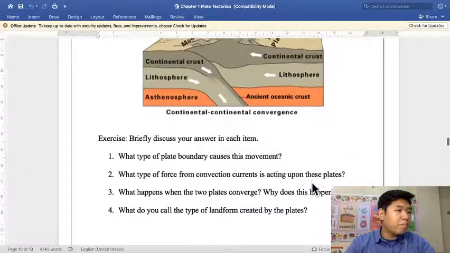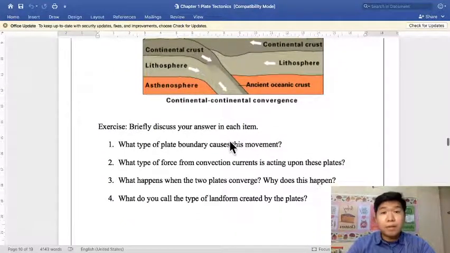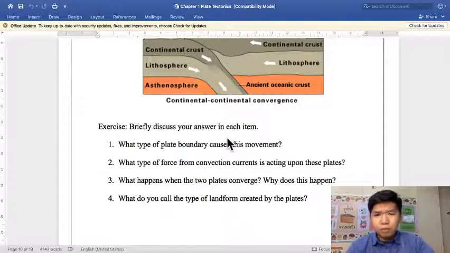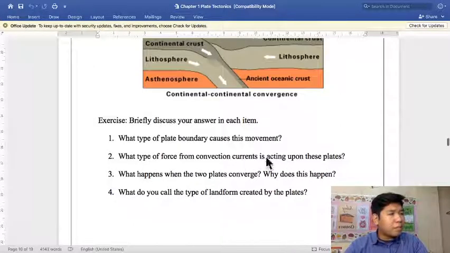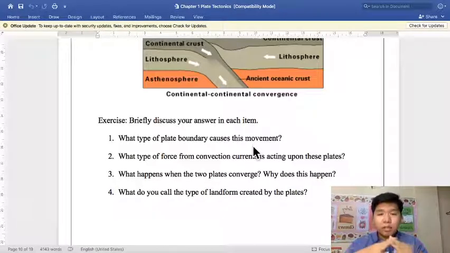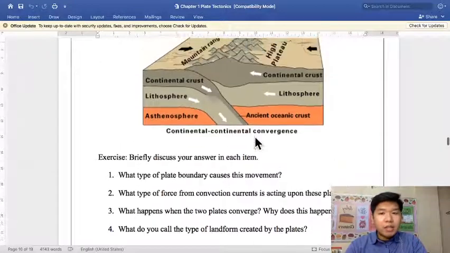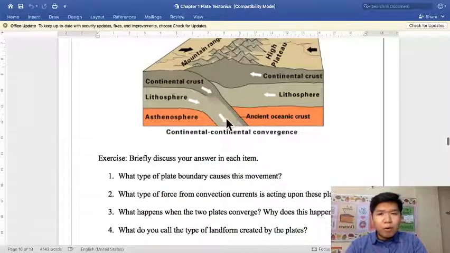What type of plate boundary causes this movement? It is a convergent boundary. Let's just go through these questions over here. What type of force from convection current is acting upon these plates? Slab pull. It pushes the two convergent plates towards each other, and then some part of ancient oceanic crust, very old type of oceanic crust, sinks.